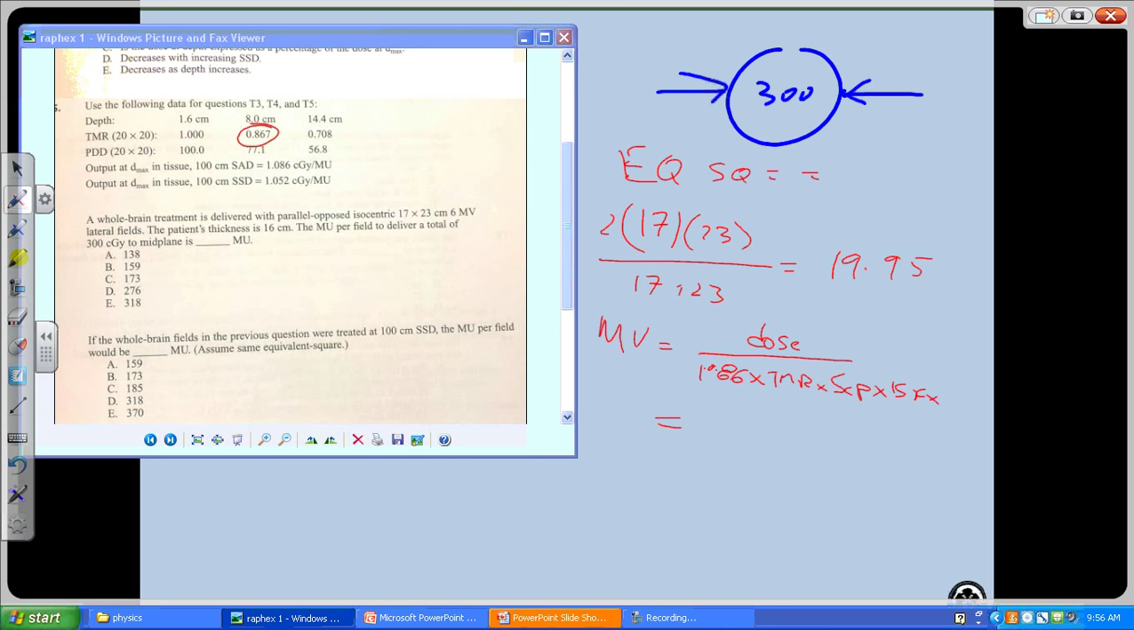Okay. Yes, sir. Inverse square is 1. Right. Okay. So what do we got? So what number is that? So dose. So 150. Okay. 1.086 times 1.687. 867? Yeah. How about SCP? We don't care, right? That's okay. It's a zero there. ISF is zero. All right, what do we get? 159.3. Okay, so that's B.